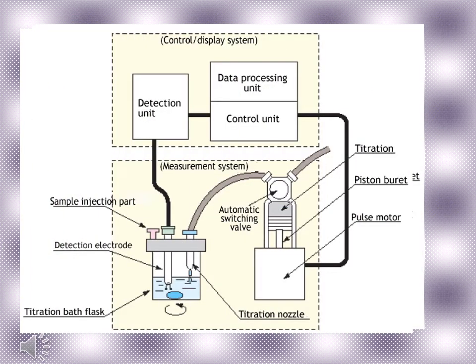Now here I am going to discuss the Karl Fischer titration equipment. So basically it consists of a detection electrode, a small injection port, a pulse motor, a piston burette, a detection unit and a data processing unit.